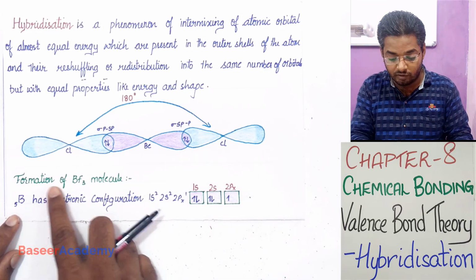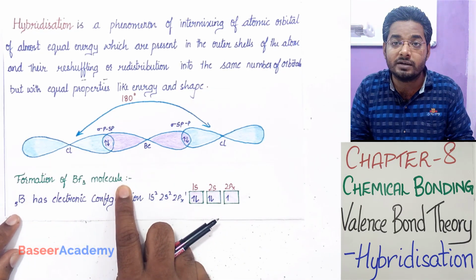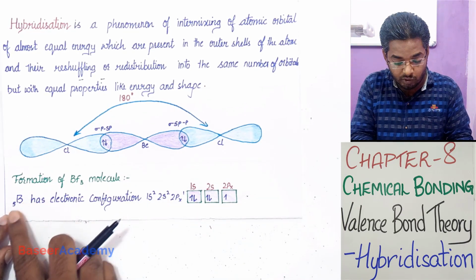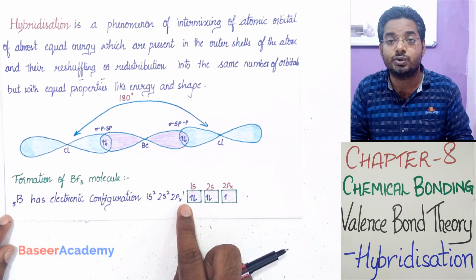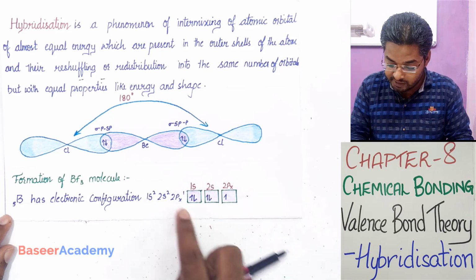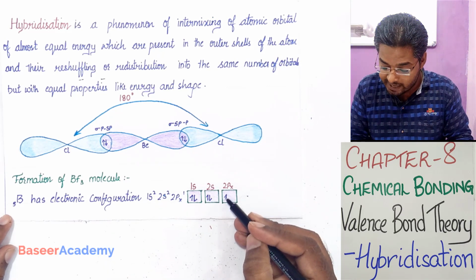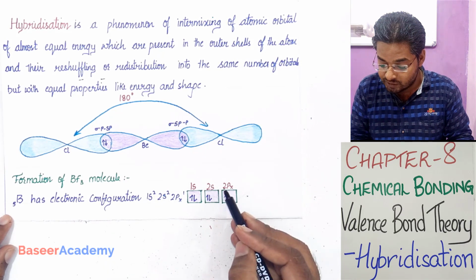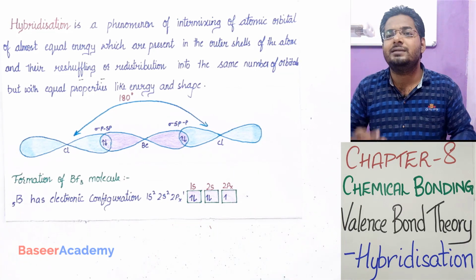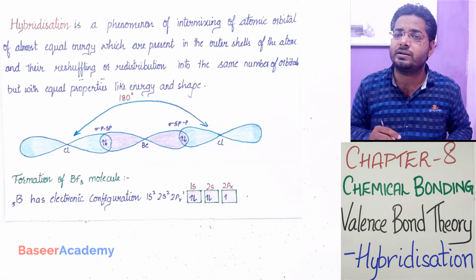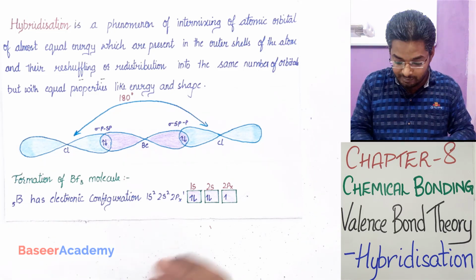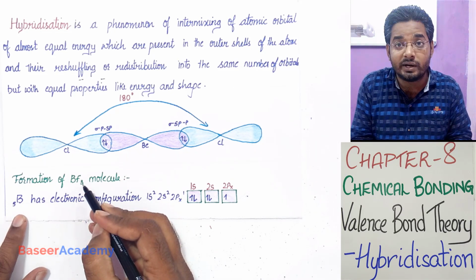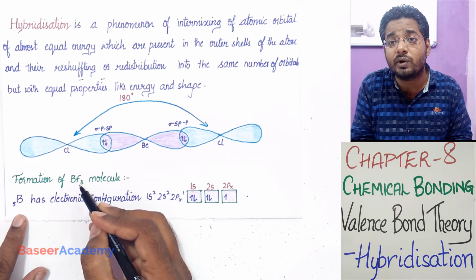Let us now consider the formation of boron trifluoride molecule. The atomic number of boron is 5 and the electronic configuration is 1s2, 2s2, 2px1. From the electronic configuration, we see that boron has one unpaired electron in the 2px orbital. And since boron has only one unpaired electron, it is expected to form only one covalent bond. But boron is able to combine with 3 fluorine atoms and form boron trifluoride molecule.